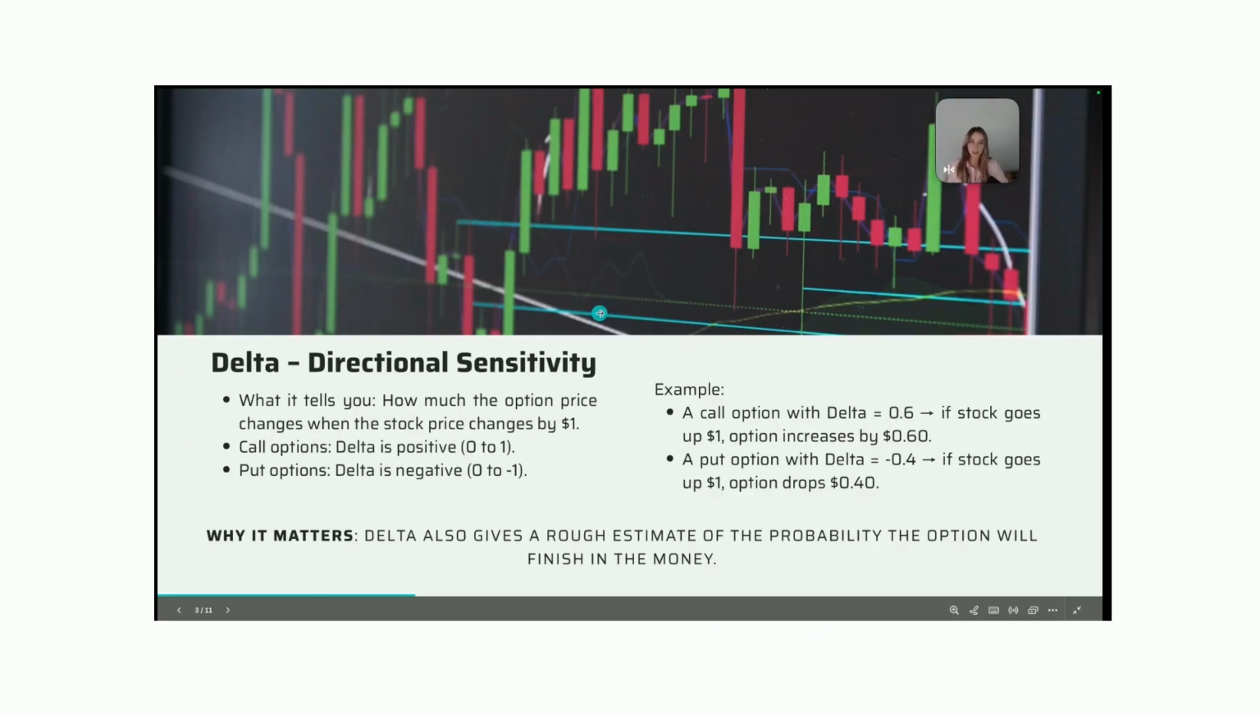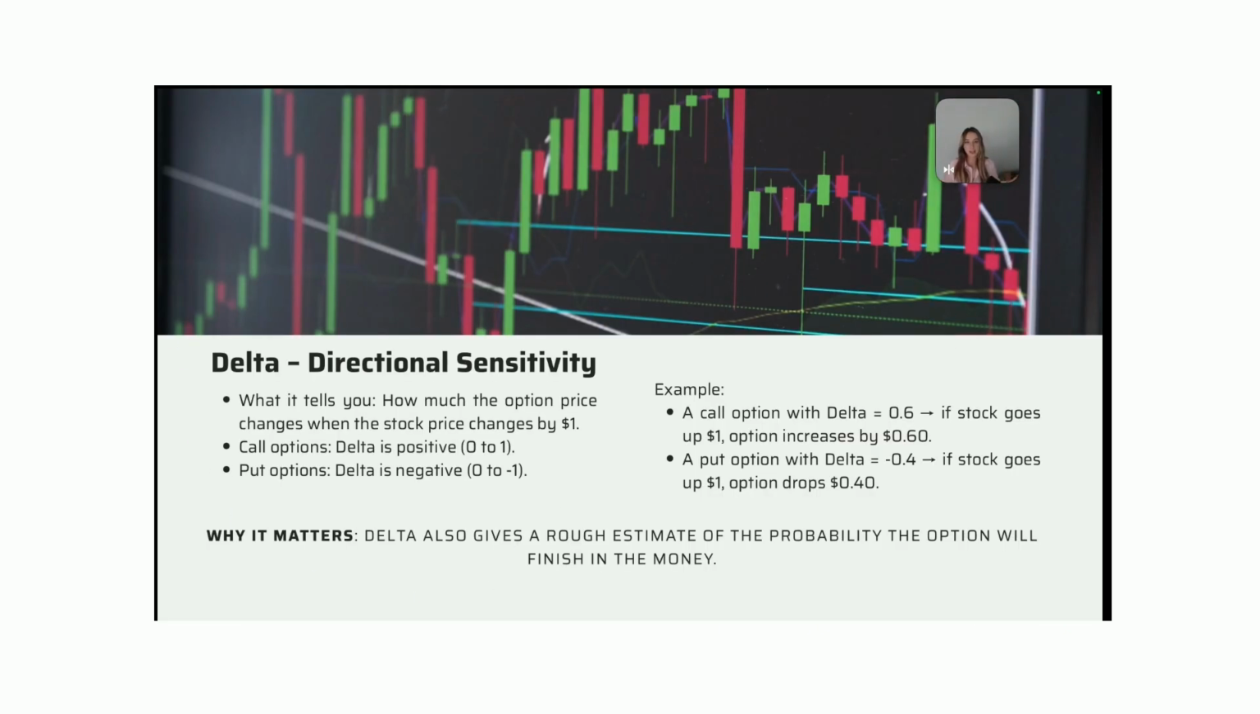So first things first, the first Greek that we have is going to be delta. This stands for directional sensitivity. What it tells you is how much the option price changes when the stock changes by $1. For call options, your delta is always going to be positive, 0 to 1. And for put options, your delta is always going to be negative, 0 to negative 1.